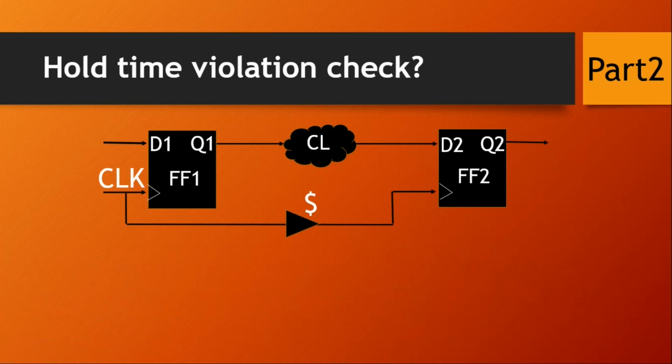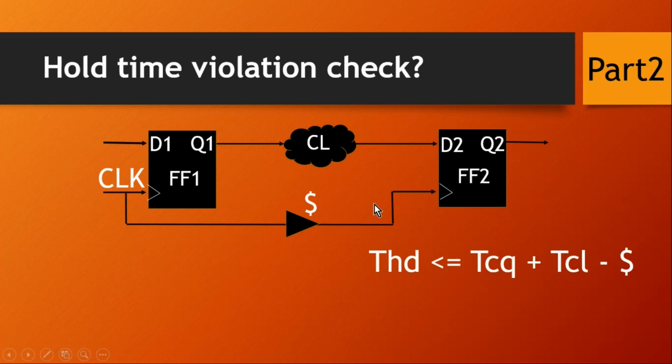Now let us try to discuss hold time violation checks, which are equally important to setup time violation checks. And this is the hold time equation, which ensures that the hold time of the second flip-flop is met properly. THD is the hold time of the second flip-flop. TCQ is the delay of the first flip-flop from the active edge of the clock. TCL is the delay of this combinational logic, and delta is the positive skew added in the clock path. And this equation is to ensure that the hold time of the second flip-flop is met. Let me explain to you how.